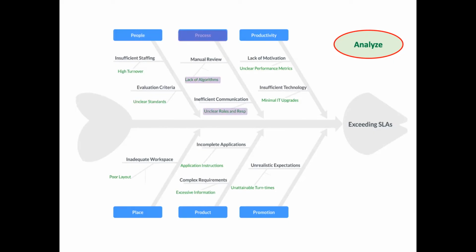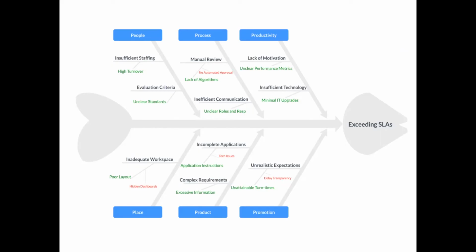Now, when further analyzing the manual review cause, it's determined that insufficient communication was the result of unclear roles and responsibility, and the manual review is the result of the lack of algorithm. But this secondary cause may need further explanation to see how it ties to the primary cause. So we dive into the tertiary cause to reveal that there are no automated approvals, which will be helpful because it could free up some time that the application reviewers are spending on the review. So we will continue this analysis with the productivity category, the place category, the product category, and the promotion category.